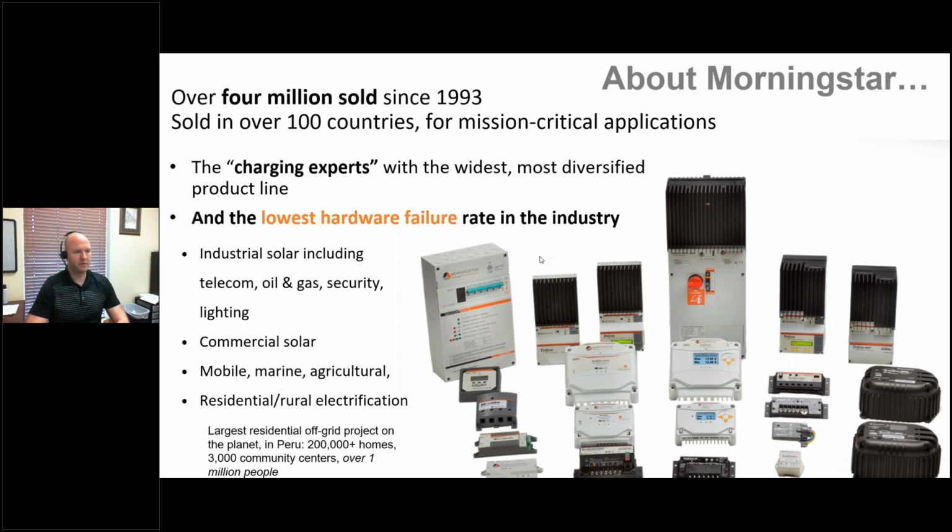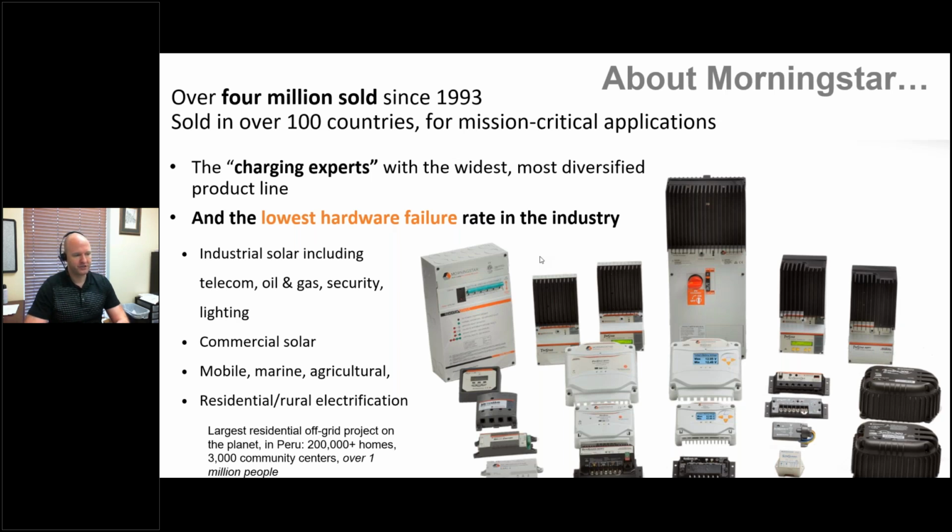Telecommunications is another quite big one for us. Security systems, solar lighting, and other areas would be commercial solar. We also serve mobile and marine markets, for RVs or boats or mobile applications, some military, and then of course residential and rural electrification.